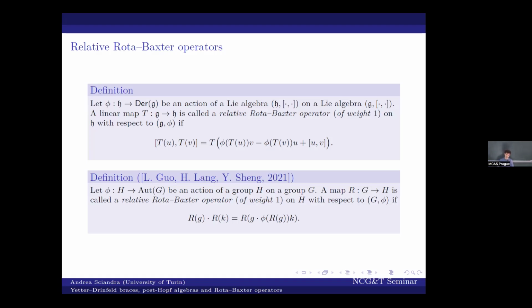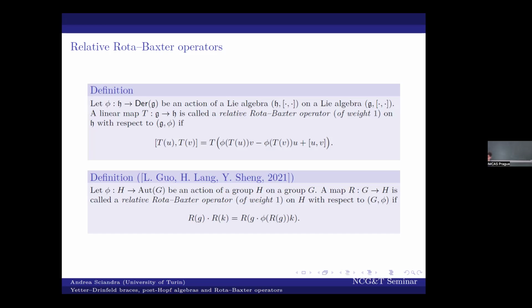So start with an action of a Lie algebra H on a Lie algebra G. A linear map T from G to H is a relative Rota-Baxter operator with respect to G, with fixed action, if the bracket of two images, TU and TV, is just given by the image through T of the bracket of U and V, plus TU acting over V, minus TV acting over U.